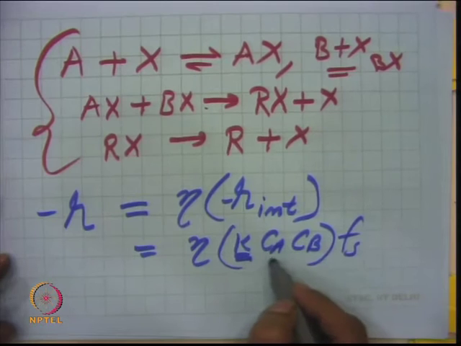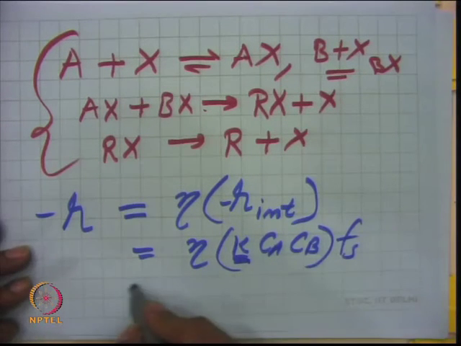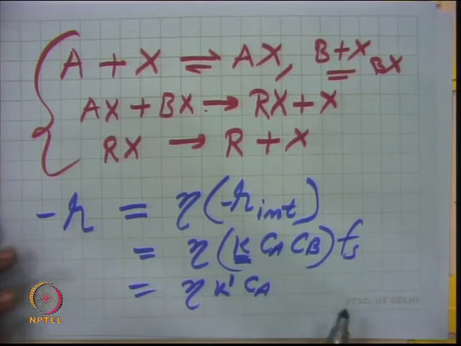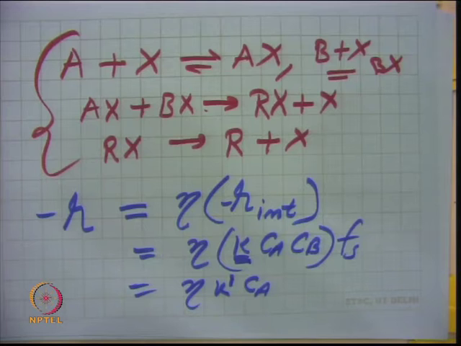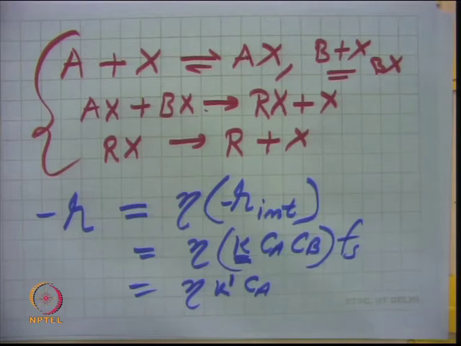C_A and C_B: C_A is the concentration of A. If C_B is already present, I can write this as eta times some constant k dash times C_A. Most of the time in a trickle bed reactor we assume first order kinetics, and whatever the difference is, it can be taken care of by the unit or the value of k dash.